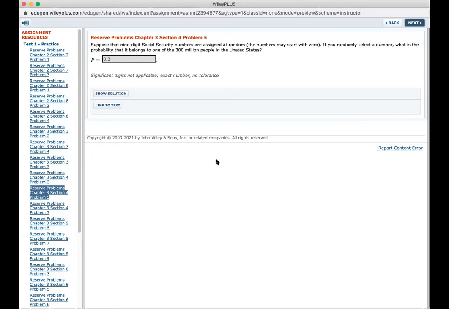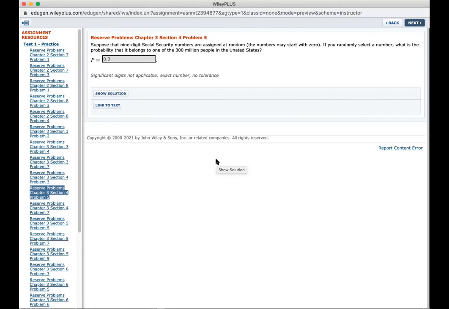Let's see the next problem, 3.4, problem number 5. Suppose that 9-digit social security numbers are assigned at random, so the numbers may start with 0. Then what are the possible numbers for each digit? Each digit can be 0, 1, 2, 3, 4, 5, 6, 7, 8, or 9, so there are 10 possible numbers for each digit.